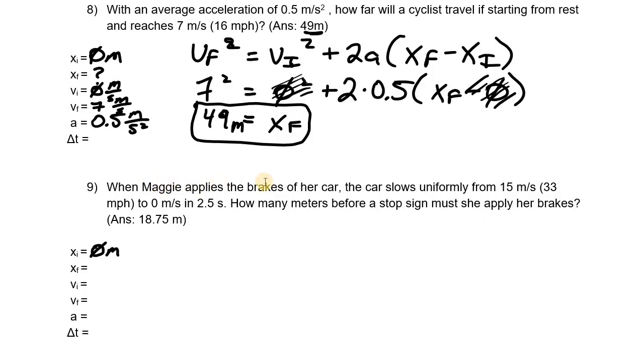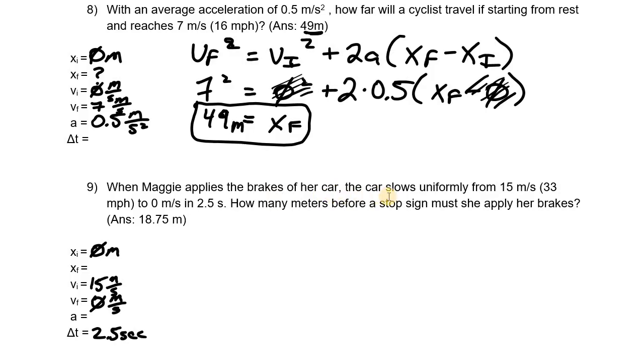All right, she slows uniformly from this velocity down to this velocity. We know it's a velocity because it says meters per second. So what is this 15 meters per second actually representing? Is that the initial velocity or final velocity? She's uniformly slowing down from 15 meters per second to 0 meters per second. Hopefully you're saying to yourself that the 15 is her initial velocity and the 0 is her final velocity. And we have 2.5 seconds, that's the time span that she's doing it in.